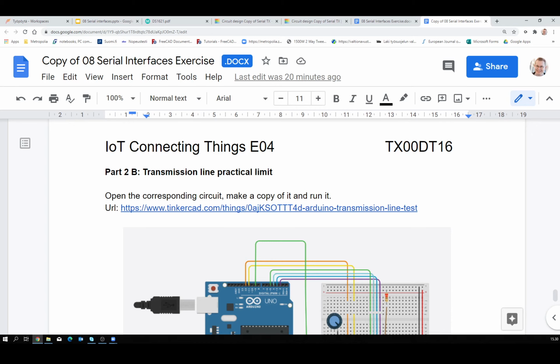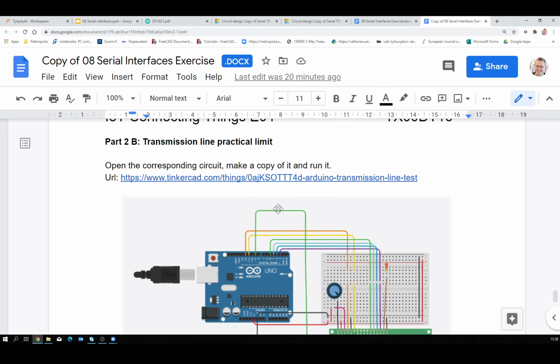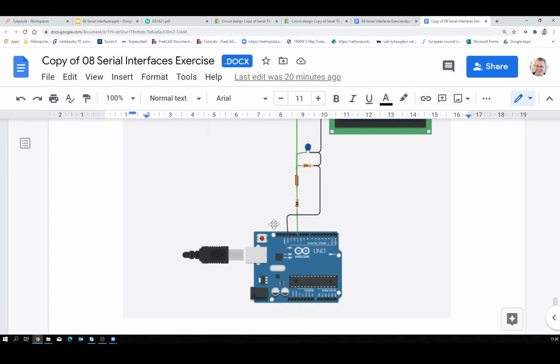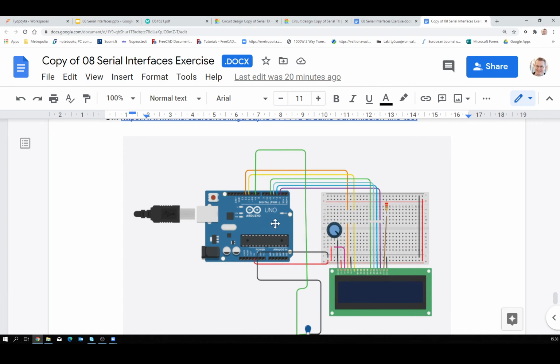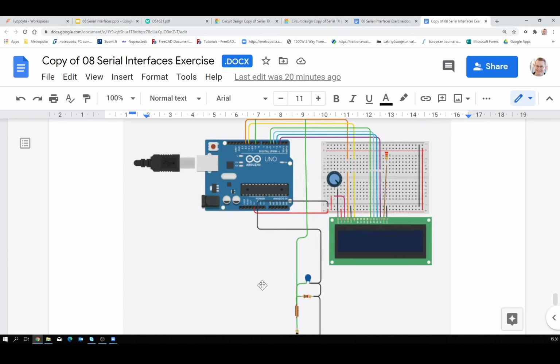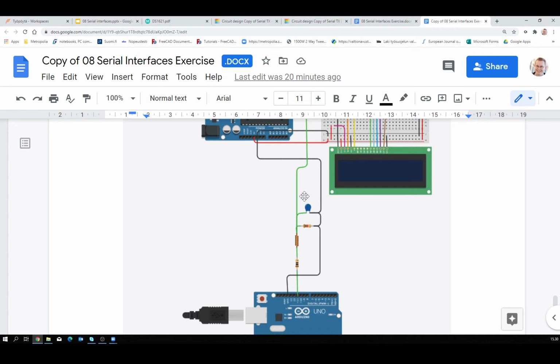Okay, then part 2b, which is based on the previous measurements. Open this one. It's actually a system which has one Arduino sending, another one receiving and printing the values to the LCD screen, and in between we have this nice mess of resistors and inductor and capacitor again. So tens of meters of line in between those Arduinos.